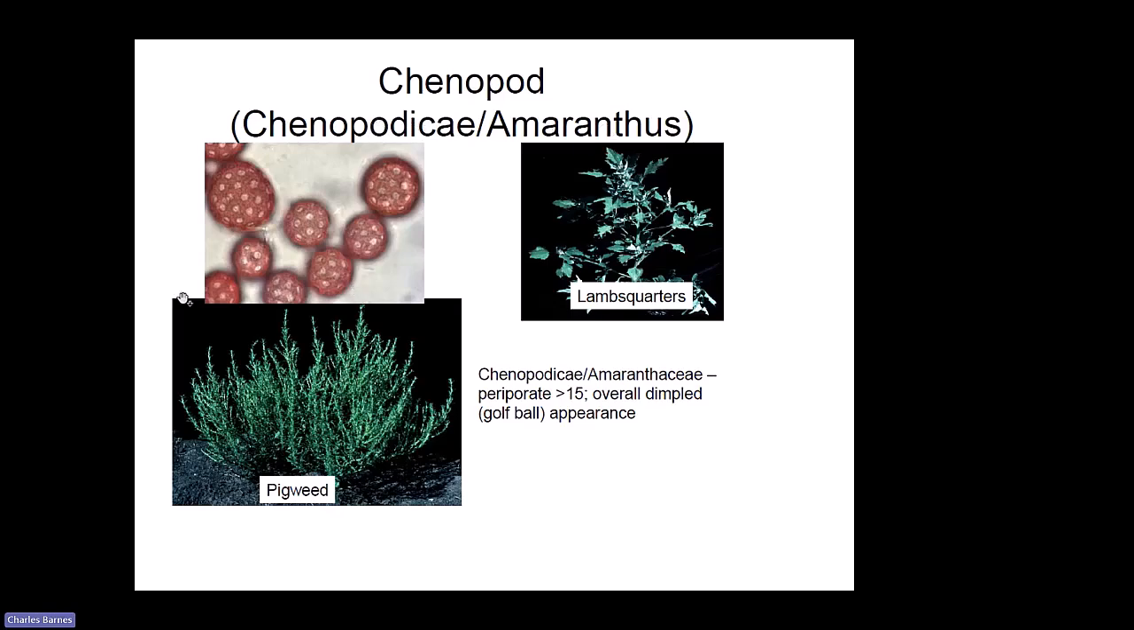Some people will call this pigweed. Now, the trouble with these generic names is that the farmers from northern Missouri will call this pigweed, and the farmers from southern Missouri might call it ironweed, and other people will call this lamb's quarters. But they're all part of the Chenopodiaceae, Amaranthaceae group.